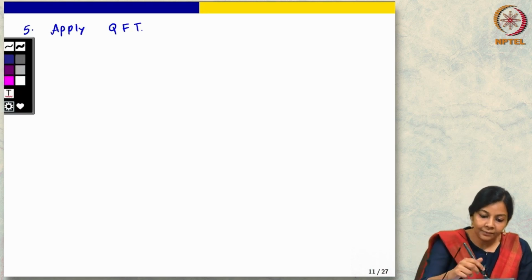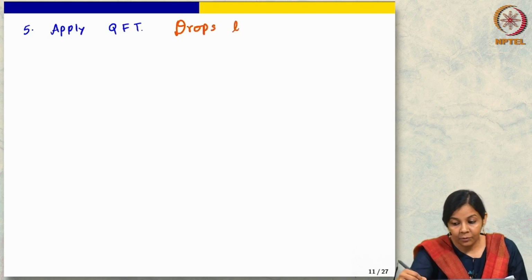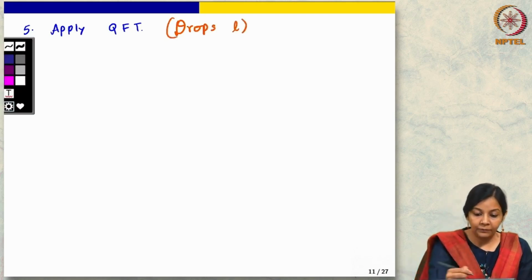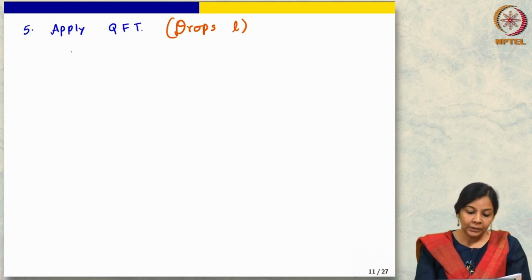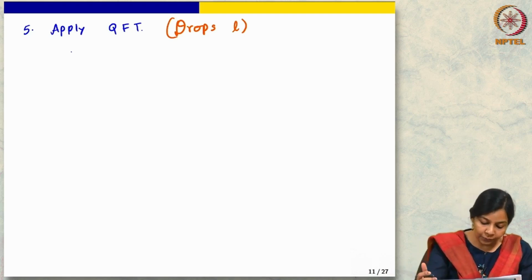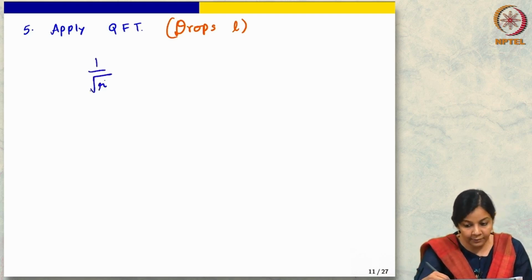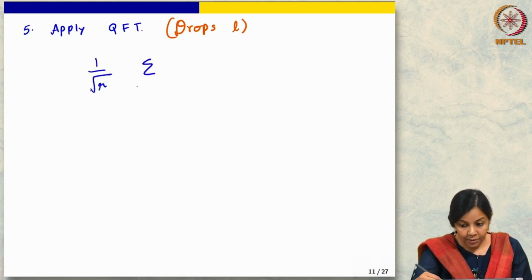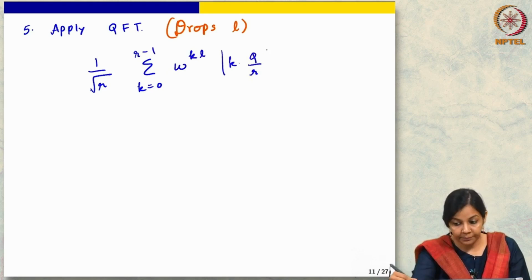And the very important thing is that this drops L, right? So, we talked about this quite a lot while doing Simon's algorithm, that it becomes independent of the color. So good. Having applied the QFT, what am I going to get? I am going to get something like this: 1 over square root r, summation k equal to 0 to r minus 1, omega to the KL, at k q over r.